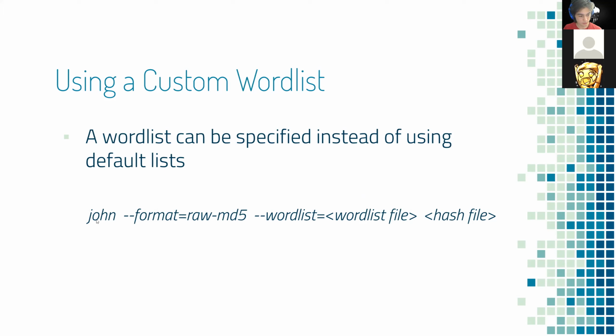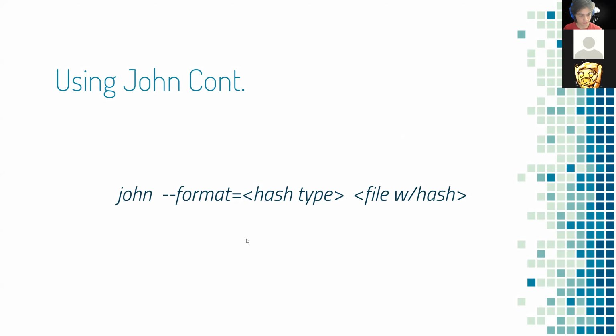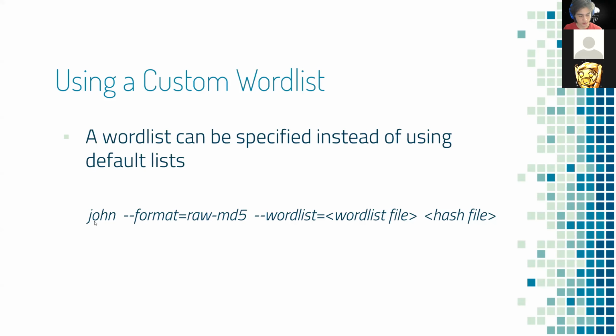In an example, we could do john, and if we know the format, we could say --format=raw-md5, which is a type of hashing algorithm. --wordlist=rockyou.txt, and then a.txt. Now, format is the format of the hash, and we'll get into how to identify hashes real soon, but these are just examples. Again, if you know the format, you give --format, the hash type, and the password file with the hash. John will typically automatically detect what the hash is, but sometimes it has trouble.